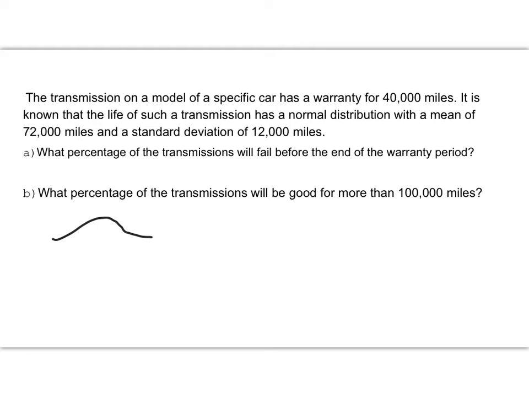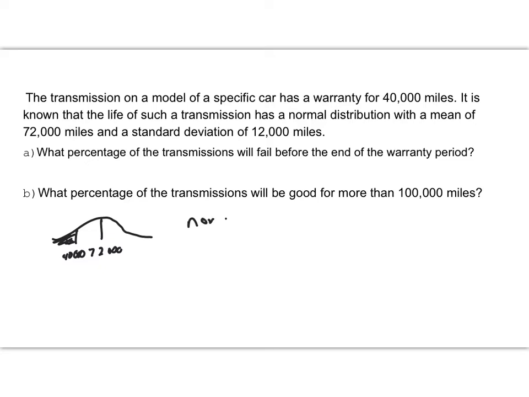So we know that the mean is 72,000, and we have a standard deviation of 12,000 miles. And the warranty is 40,000. That's well below the mean. All right, so we're looking for all of the transmissions that will fail. So we're looking for that area under the curve.